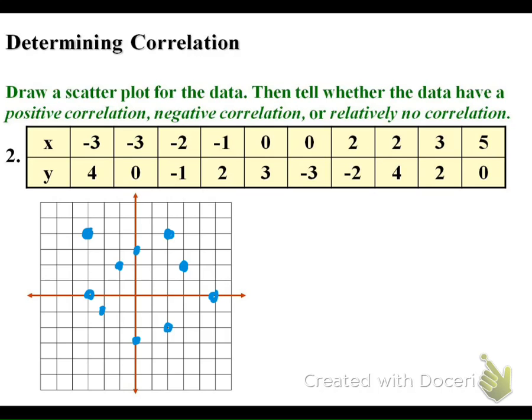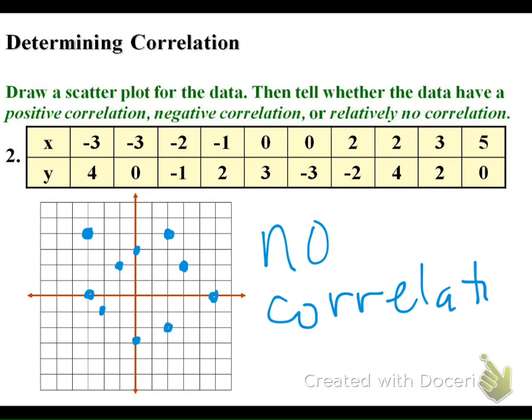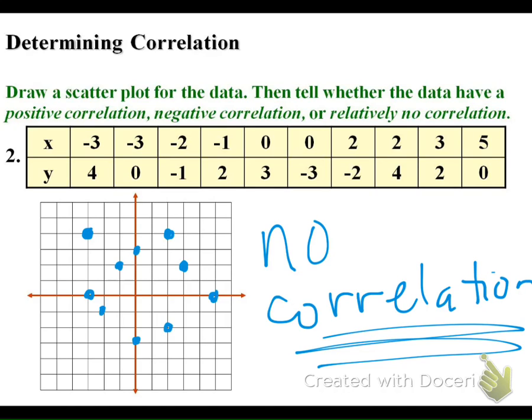No correlation. Perfect. This is a big mess of data. So this does happen sometimes when you're researching. You think there's a pattern that's not really there. So if you graph it and it doesn't really look like there's a trend, just put no correlation. Any questions on this one?